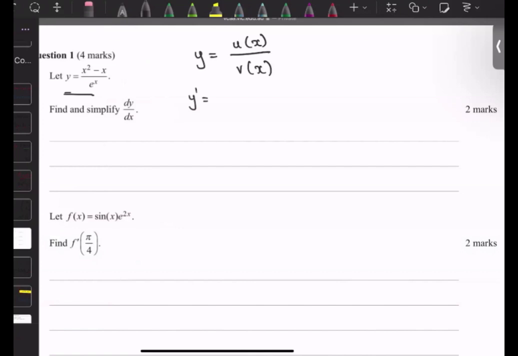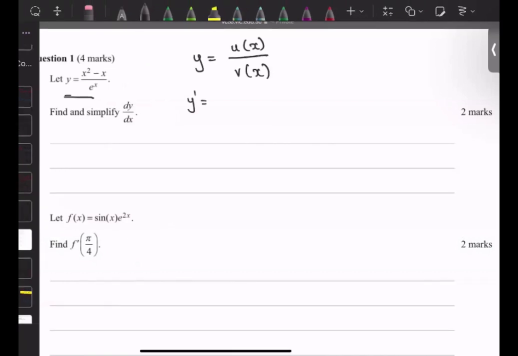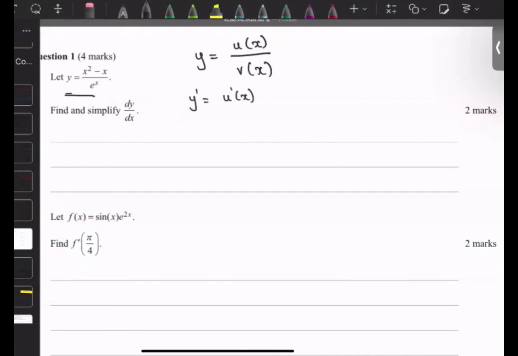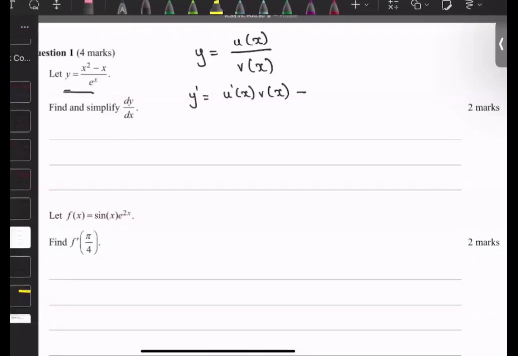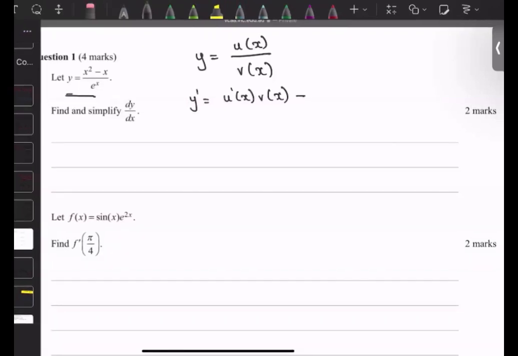In this case, it can be given by taking the derivative of the first term multiplied by the second function without taking its derivative. So this is u dash of x, which is the derivative of u with respect to x, multiplied by the function in the denominator, which is v of x, minus the product of v dash of x, the derivative of v with respect to x, multiplied by u of x without taking its derivative. And this whole thing is divided by v of x squared.